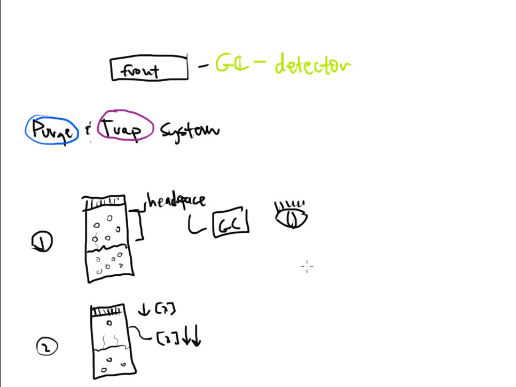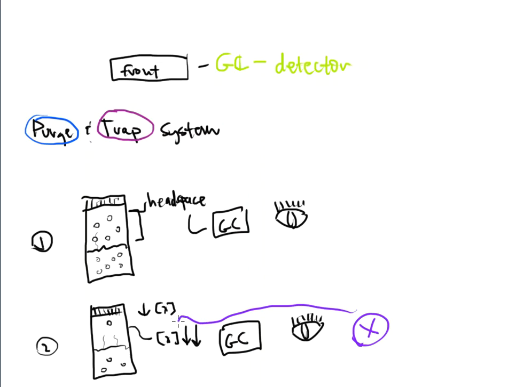But here's the problem. Sometimes in the lab, if I have a very weak concentration, that will give rise to a very weak sample in the headspace. That very weak sample in the headspace would go into the GC, and then we have a detector on the end, and the problem is that it cannot detect it because the concentration is too low.